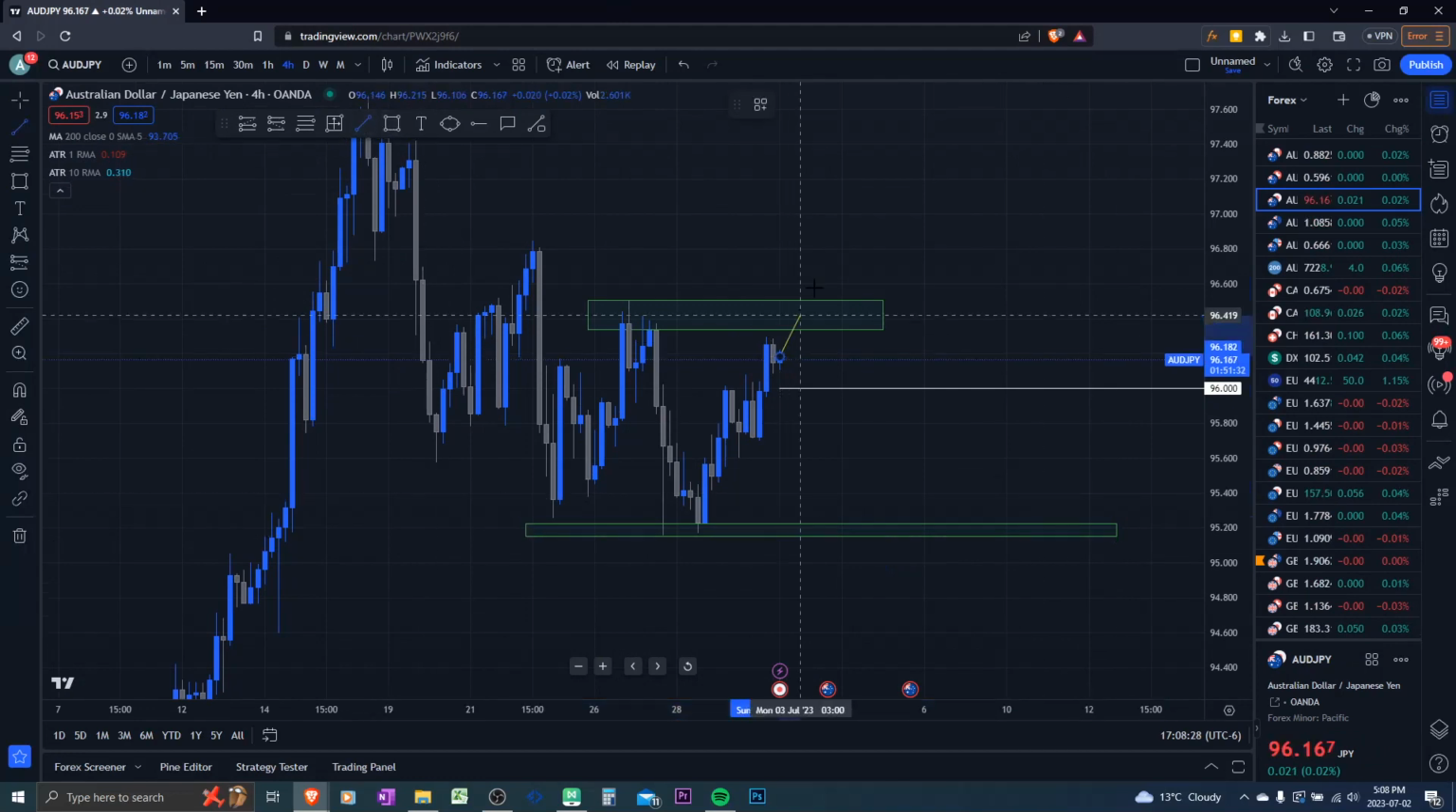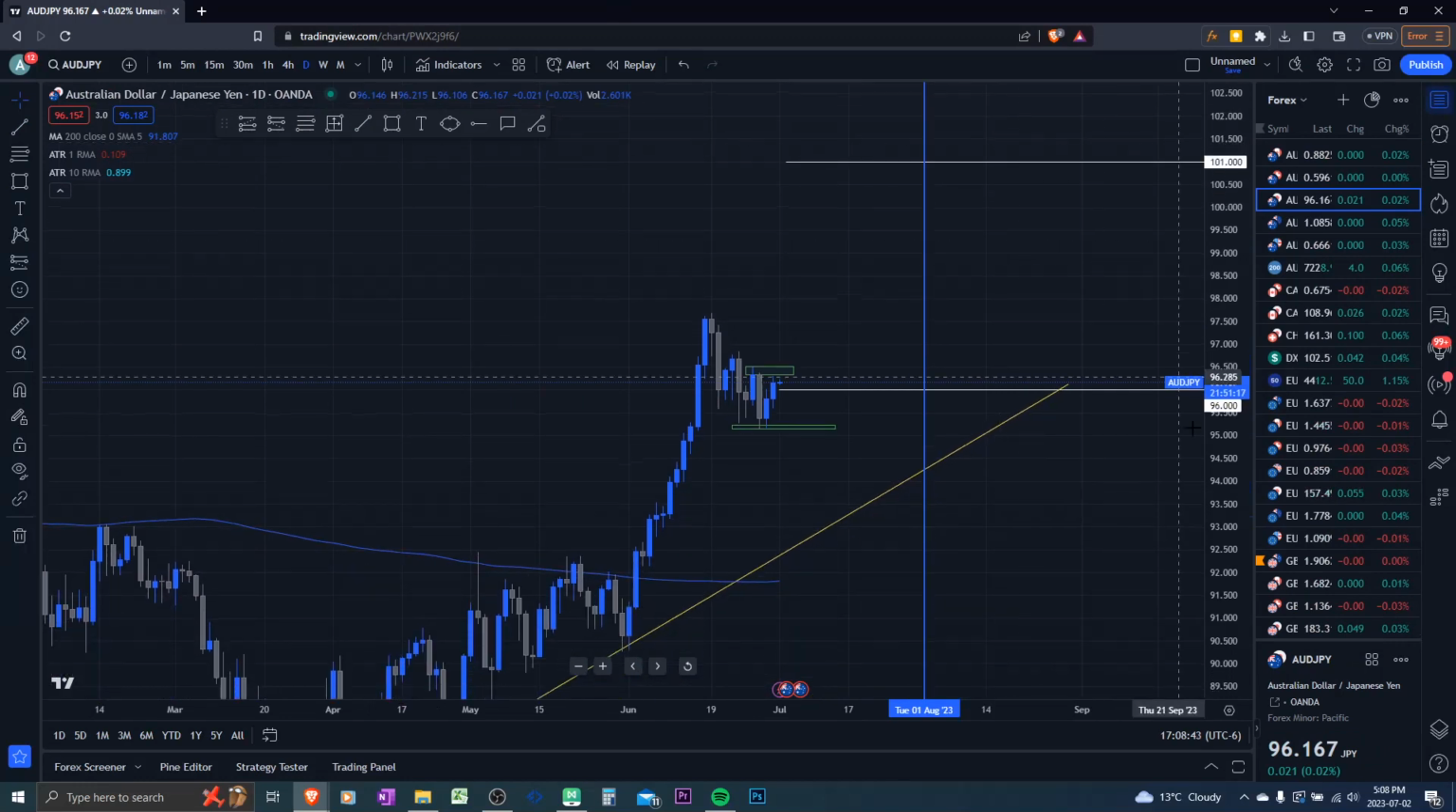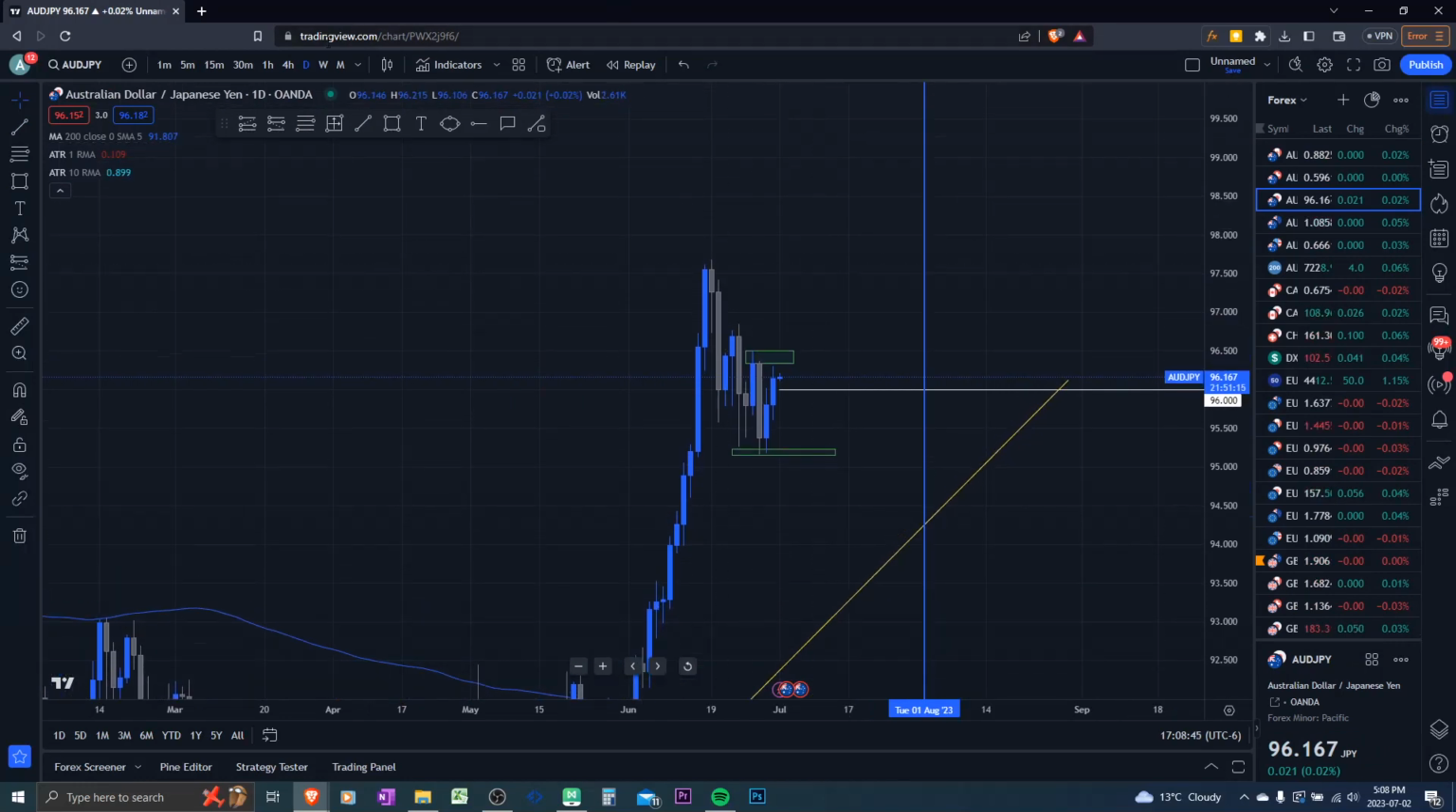To break this, and this goes for all the yen, we need to break this area, come down to like here, and then make another high. Then we know that price is continuing higher up. And then we can target this 101 level for the month. But until then, we just let it do its thing.